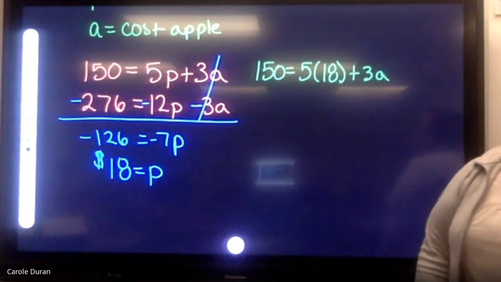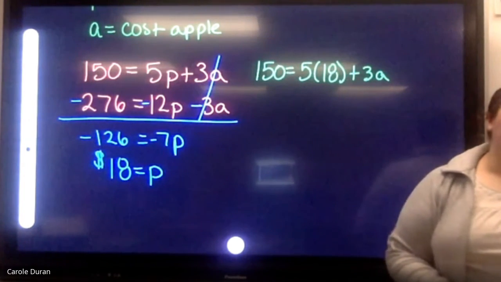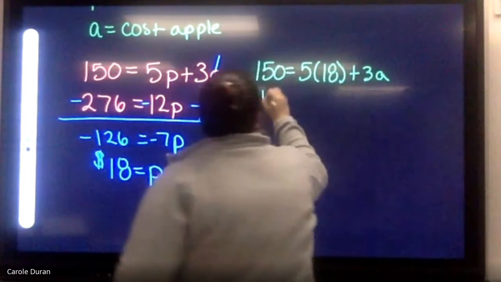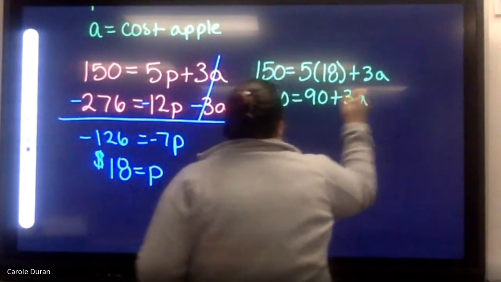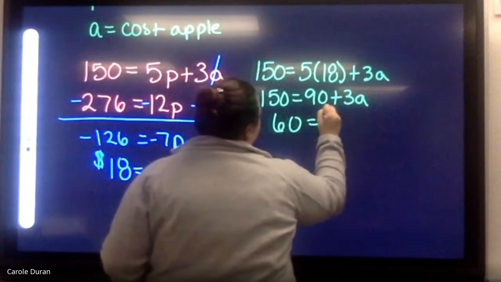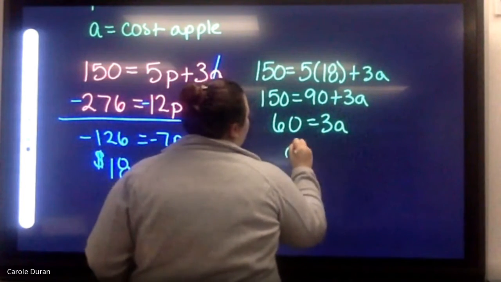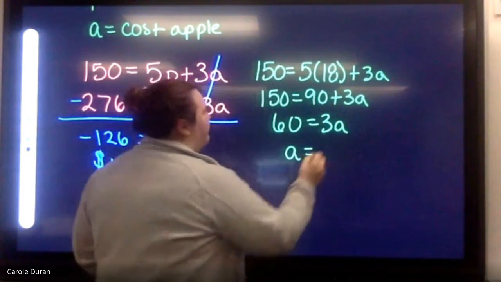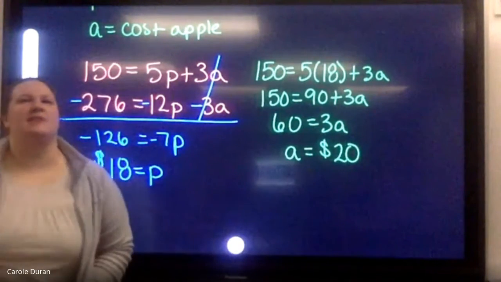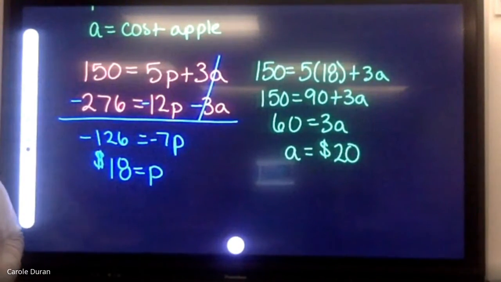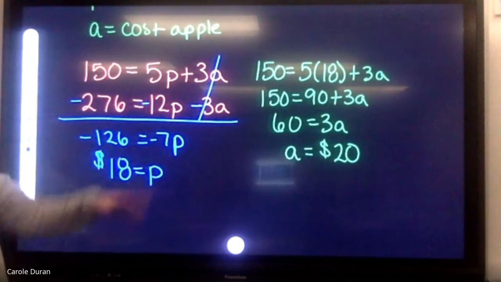I go ahead and I multiply 5 times 18 and I get 90. Subtract 90 from each side and I get 60 equals 3A, which means A equals what? So the apple cheesecakes are $20 each. Again, those are some pricey cheesecakes. So then we are finished because I solved for the price of the pecan and the apple cheesecake.